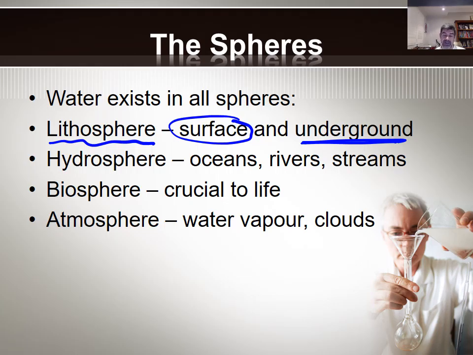The hydrosphere is the sphere that contains water, so that obviously contains water, and that is rivers and oceans and so on. But water is very important in the biosphere as well. It's crucial to life, and it's crucial for several reasons, not just because it can be a raw material for processes like photosynthesis. And it's also present in the atmosphere, as we mentioned before, in the form of water vapor and also clouds.